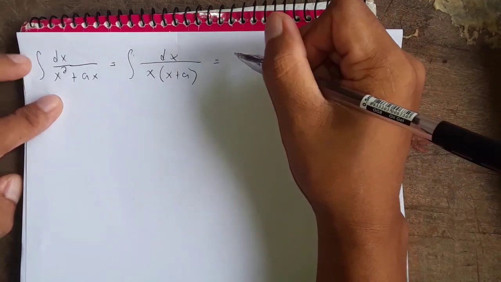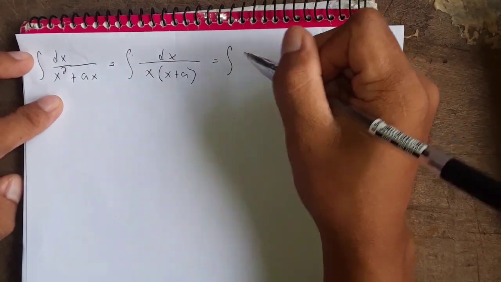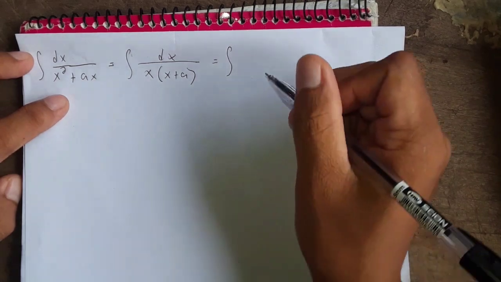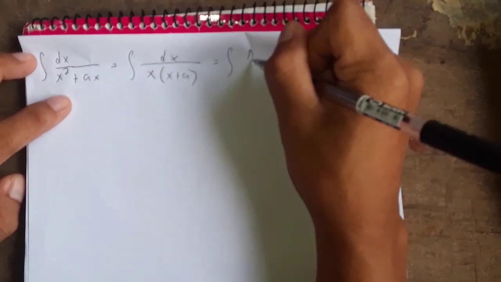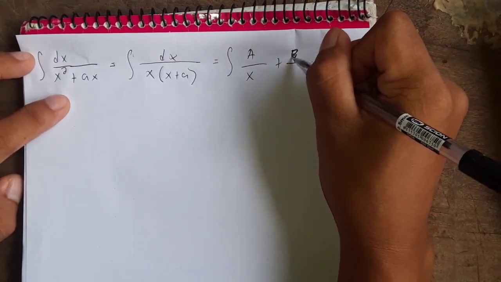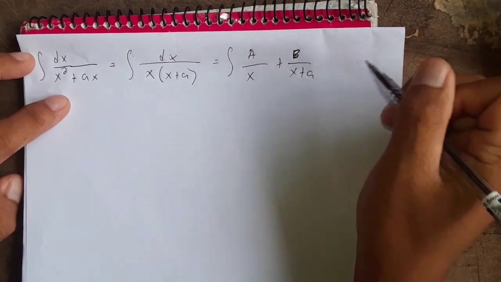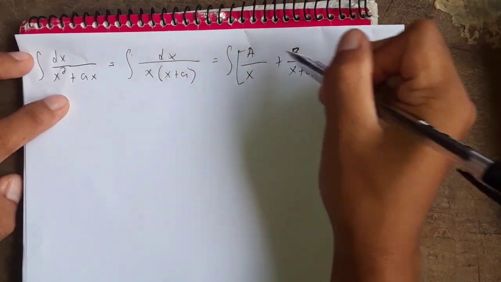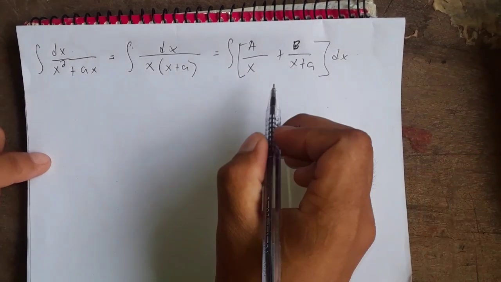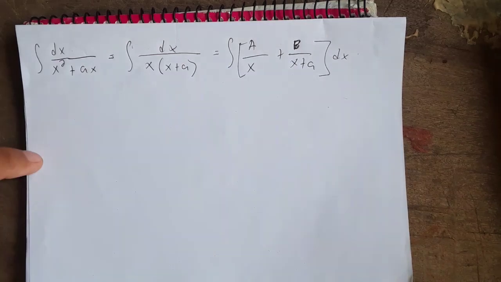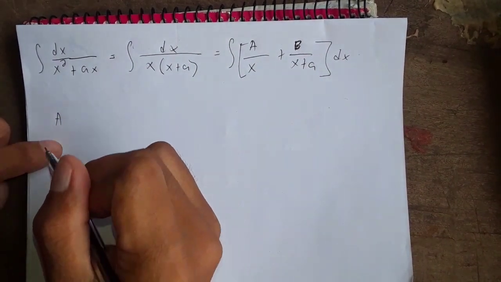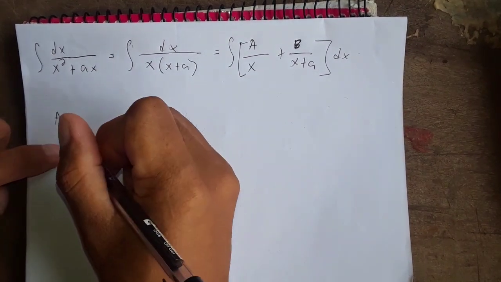So therefore, the equivalent partial fraction is equal to, we have also two distinct linear factors in the denominator. So we have here A over x plus B over x plus a dx. So therefore, in finding our A here, we also use the formula that we derived.